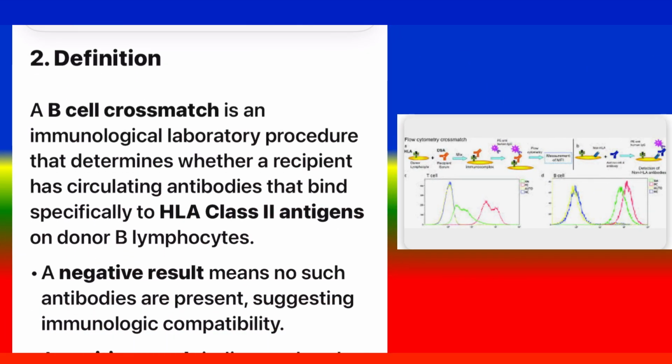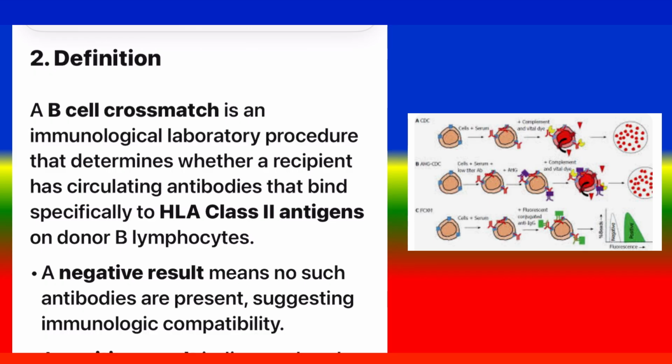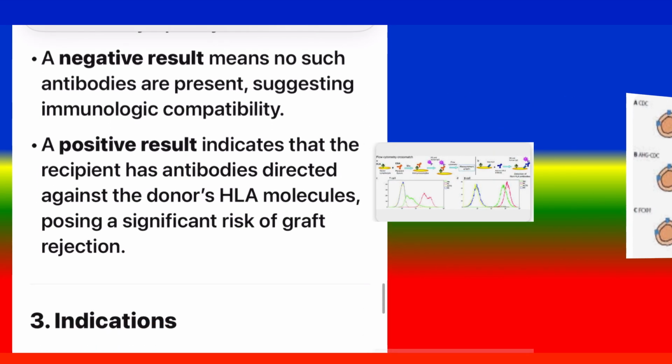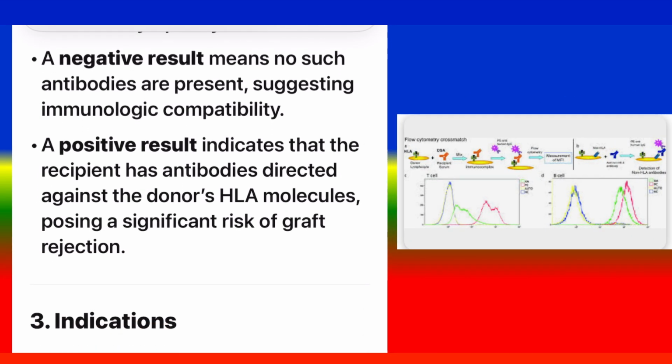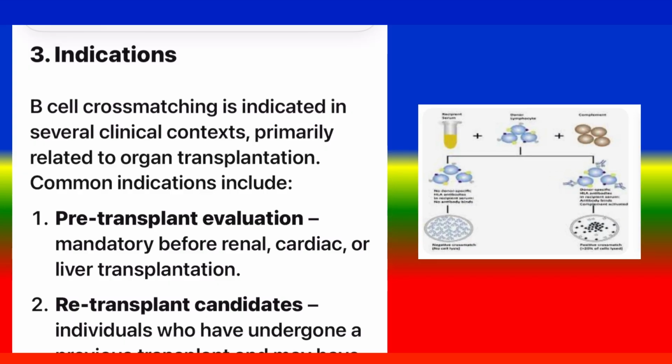Definition: a B-cell crossmatch is an immunological laboratory procedure that determines whether a recipient has circulating antibodies that bind specifically to HLA Class II antigens on donor B lymphocytes. A negative result means no such antibodies are present, suggesting immunologic compatibility. A positive result indicates that the recipient has antibodies directed against the donor's HLA molecules, posing a significant risk of graft rejection.